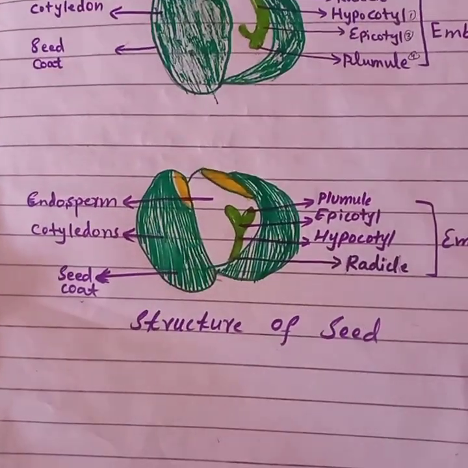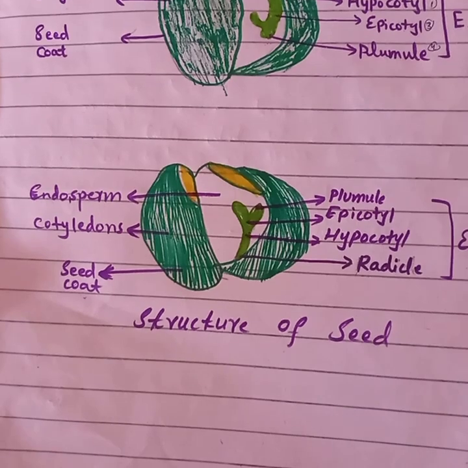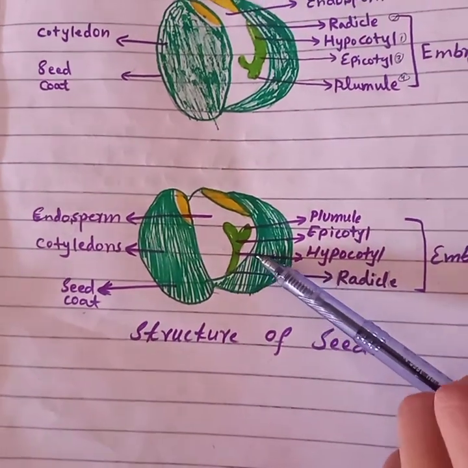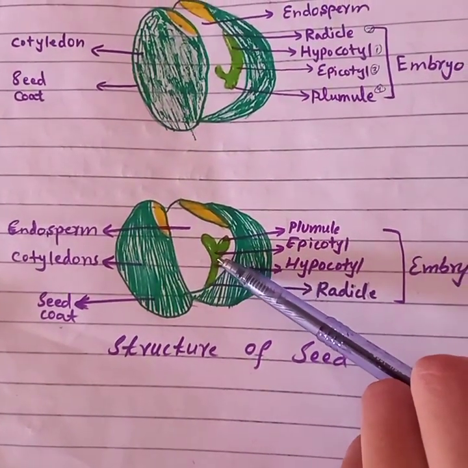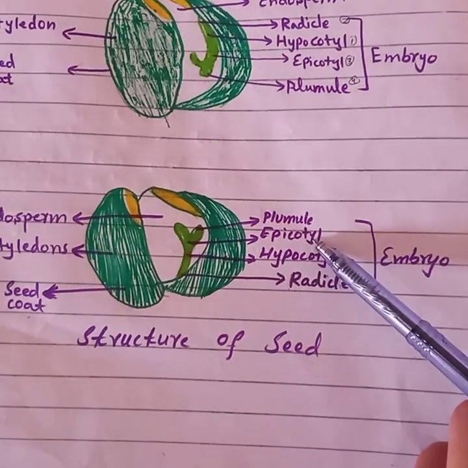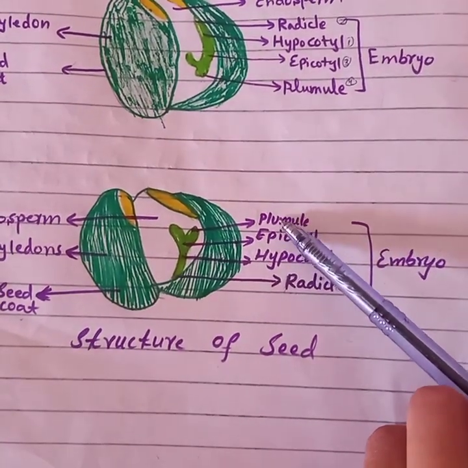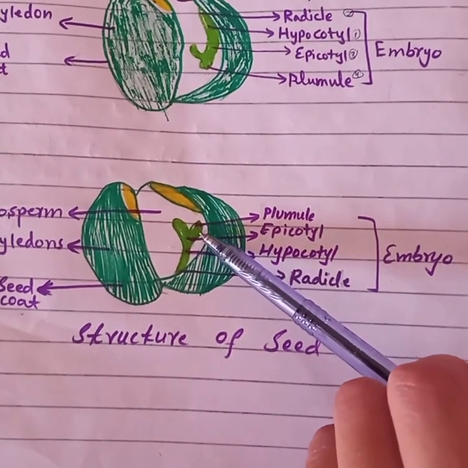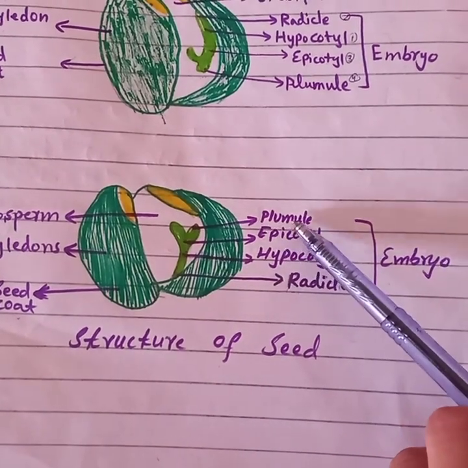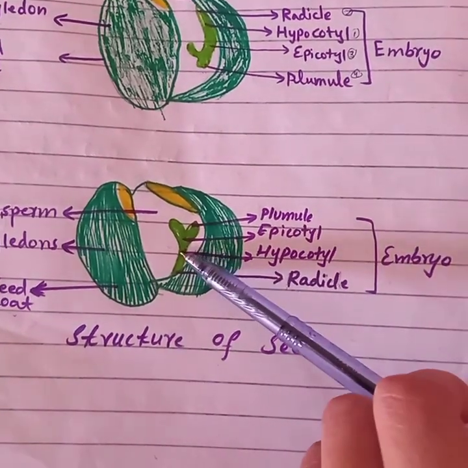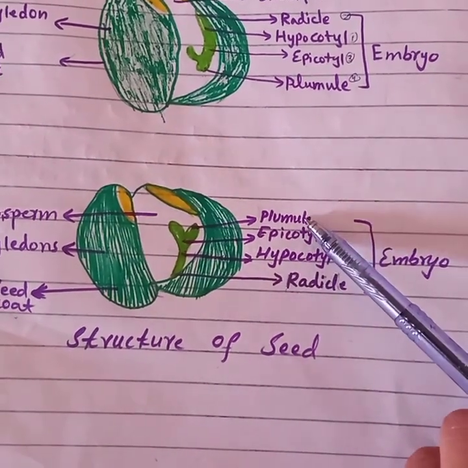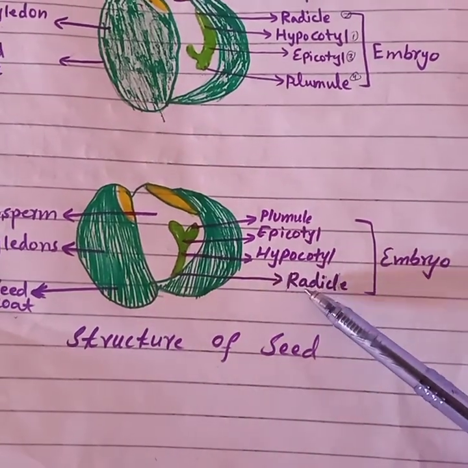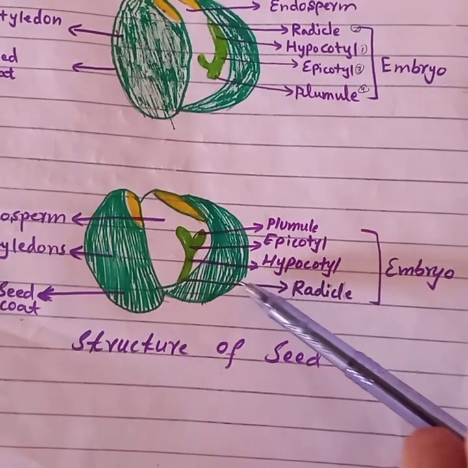In this diagram, the dark green portion shows the cotyledons, and the unshaded area shows the endosperm, while the light green portion in this diagram is called the embryo. So the embryo basically has some other parts, that is plumule, epicotyl, hypocotyl, and radicle. Now the upper end of the epicotyl is known as the plumule, while the lower end of hypocotyl is known as the radicle. The plumule will give rise to a new shoot when the seed germinates, while the radicle will give rise to roots when it starts germination.